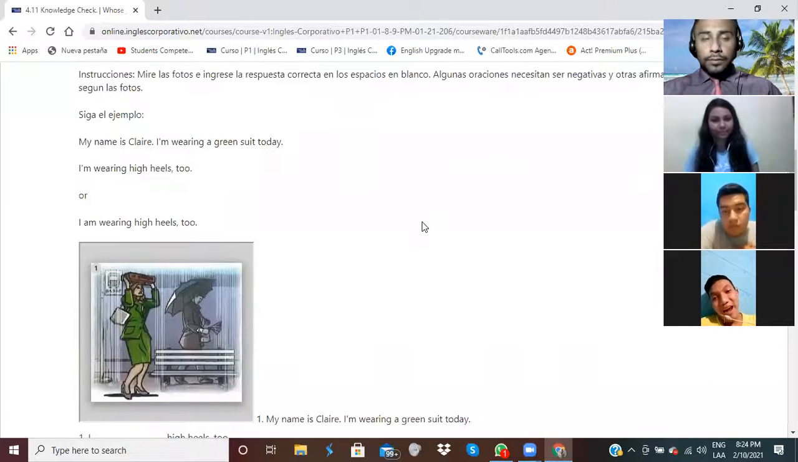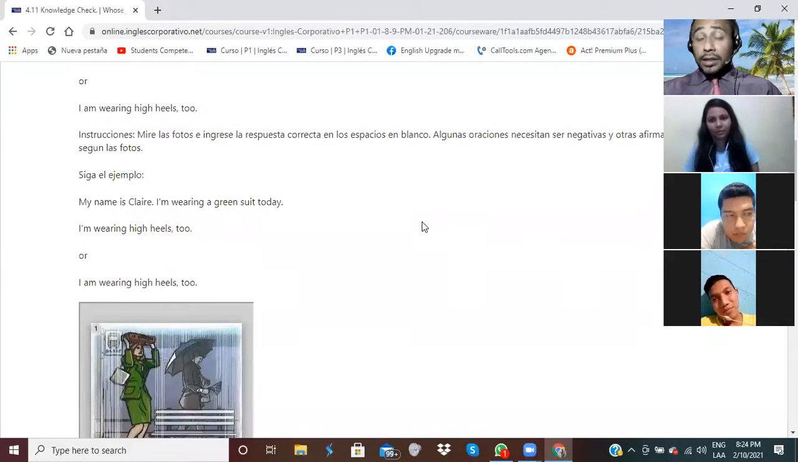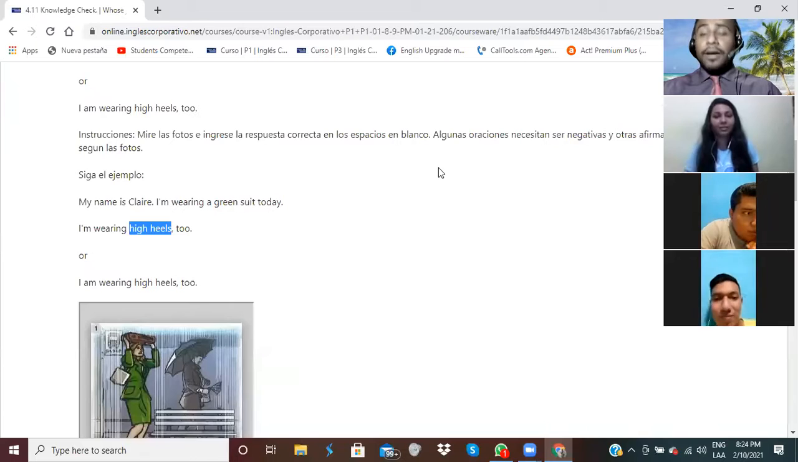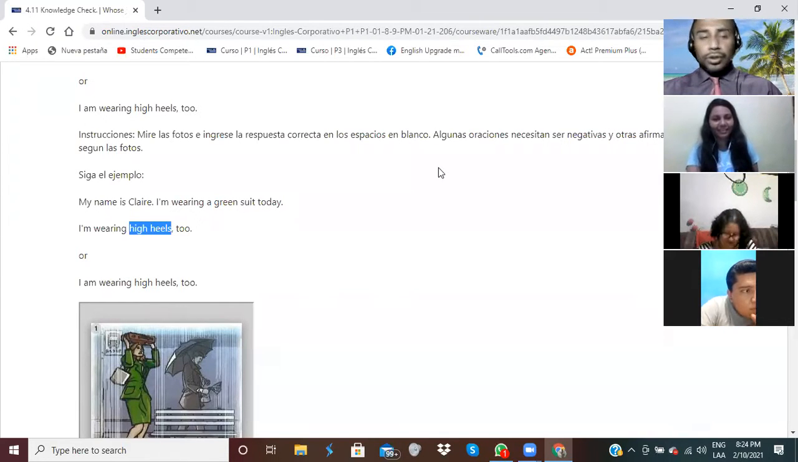What's the meaning of hearts? What's the meaning? Heels. What is the meaning? Heels. High heels. Who can tell me? Zapatos de tacón. Very good. Zapatos de tacón alto. That's right. High heels is correct.